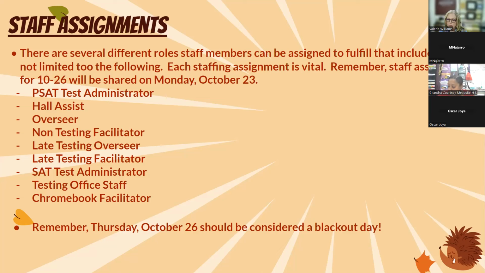Also, Thursday, October 26th, it should be considered a blackout day. If it hasn't already been pre-approved by Mr. Johnson or Dr. Hatley, I think Cerrone even does those as well, I could be a little off, but anyone that is in that administrative role to approve those, it's not going to get approved. Yes, there will probably be an emergency on that day, and I always say take care of your family first. But other than that, it should be considered a blackout day.